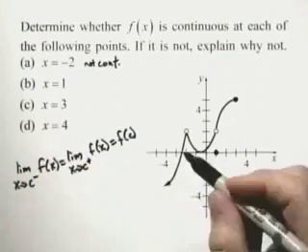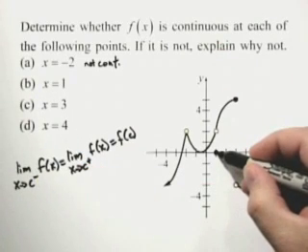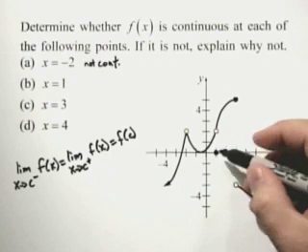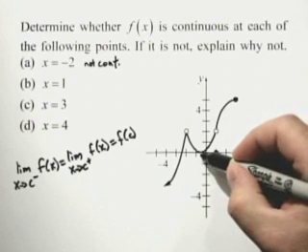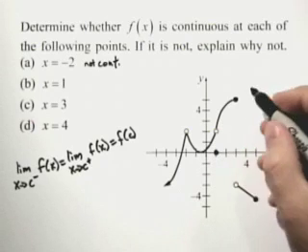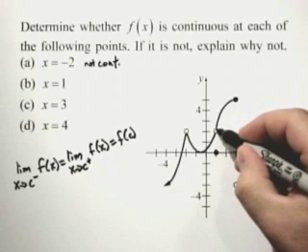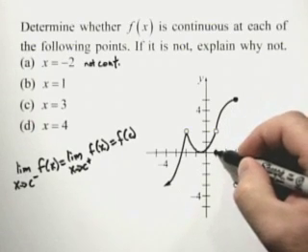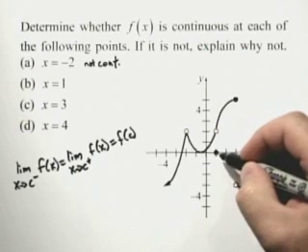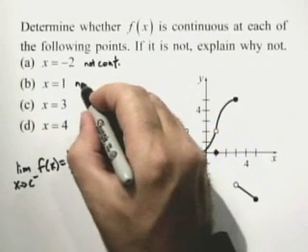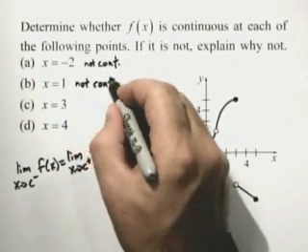Move on to x equal to 1. If we look at x equal to 1, we see the function is defined. This point indicates the function is defined there. But we notice that the limit from the left is 2. The limit from the right is also 2. But those do not equal the value of the function at x equal to 1. So the function is not continuous at x equal to 1.